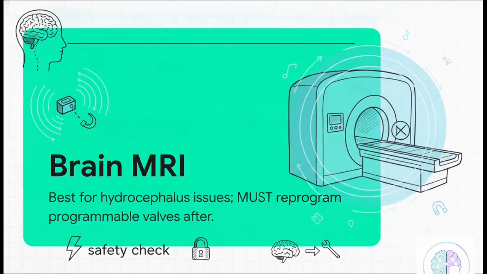Sometimes, though, a CT just isn't going to cut it, and you'll need a brain MRI. MRI is hands down the best modality for assessing specific, complex hydrocephalus issues, things like aqueductal stenosis, transependymal absorption of CSF, or loculations. But it comes with a pretty major trade-off. The shunt hardware itself is incredibly hard to see. Plus, and this is a completely non-negotiable safety check, if your patient has a programmable valve, the MRI's magnetic field can actually change its setting. You must evaluate and reprogram those valves immediately after the scan to prevent acute over or under shunting.